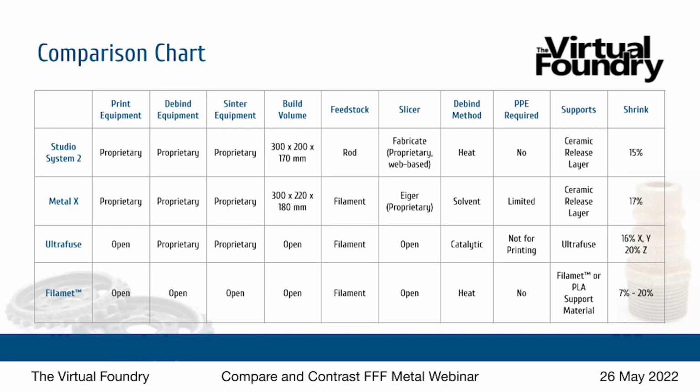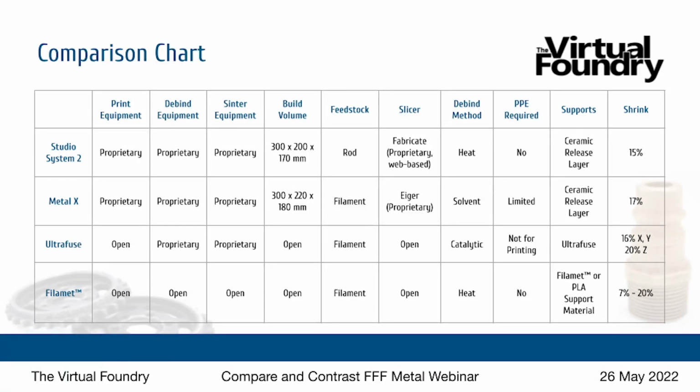Sintering as well. Sintering and debind do tend to go hand in hand. The build volumes, there are 2 specifically listed for the 2 closed systems because the printer and the sintering machines come with the system, so they do have a set build volume. With the open architecture filaments, since you're using the 3D printer of your choice, the build volume really is open and up to your 3D printer. You can see the different types of feedstock, really not any major difference in those. It's just the shape that they come in.